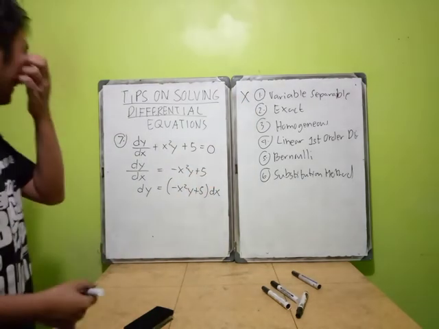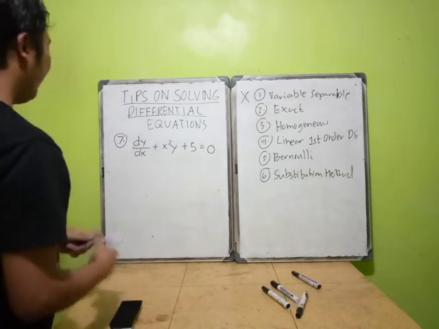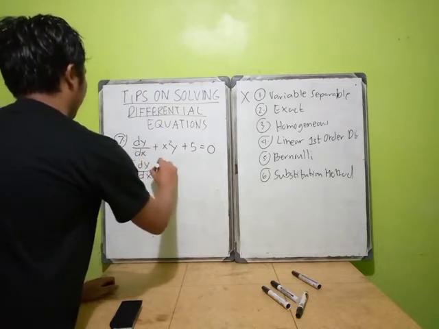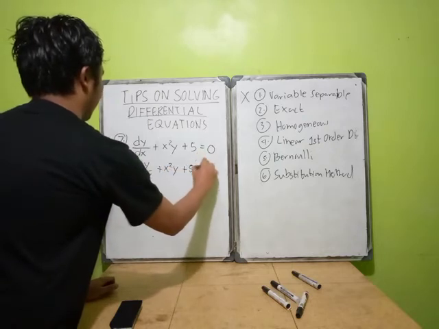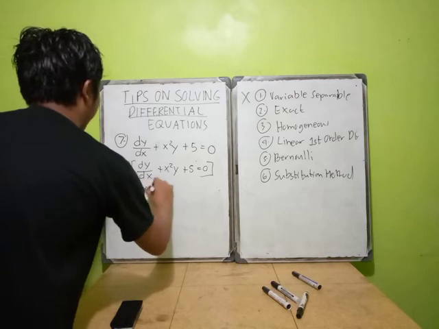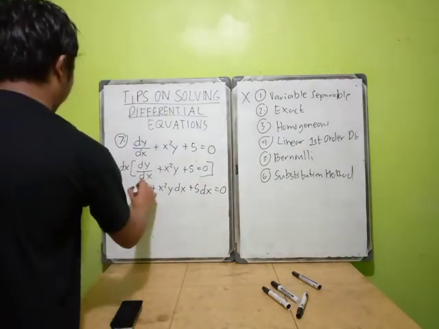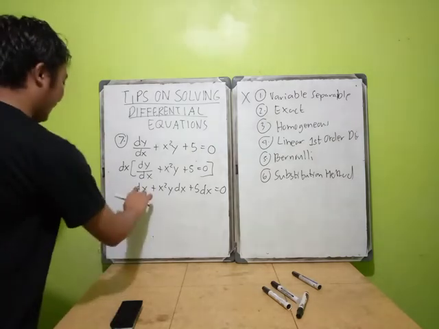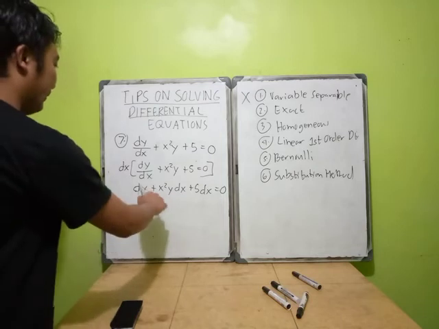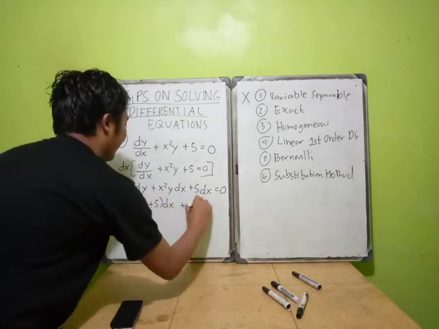Okay. Try natin, exact ba siya? So paano natin masabi na exact siya? Try natin. So i-multiply ko siya by dx. So, magiging dy plus x squared y dx plus 5 dx equals 0. So, anong mangyari? Meron ng dy, merong dx, merong dx. Okay. So, i-collect natin muna yung lahat ng may dx. So, therefore, x squared y plus 5 dx plus dy equals 0.